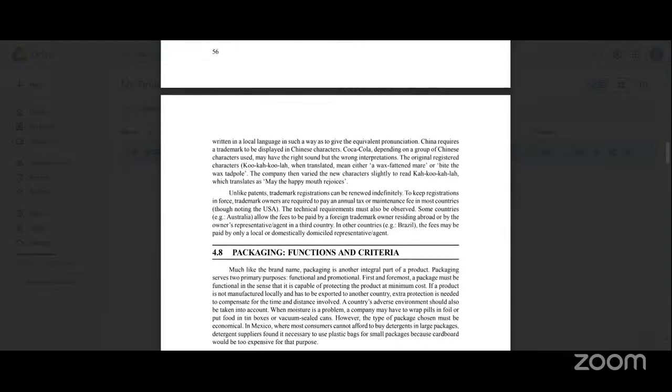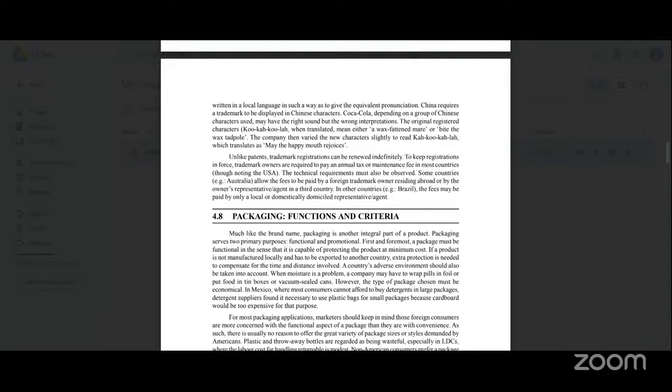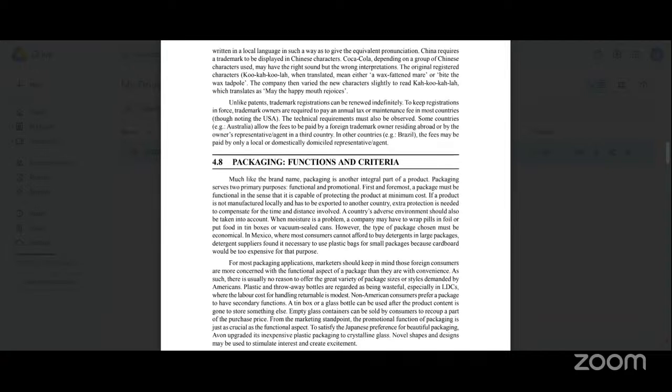So, Coca Cola, what did it do? Based on a group of Chinese characters it used, it may have had the right sound but the wrong interpretation. If you see the original characters they used, they had a very weird interpretation. It meant wax, fat, and mare, which has nothing to do with Coca Cola. But finally, when they played around with new characters, it came to a translation which meant may the happy mouth rejoice. So here, certain customization is required based on the local trademark rules that may apply in that home versus host country where we are expanding our business.